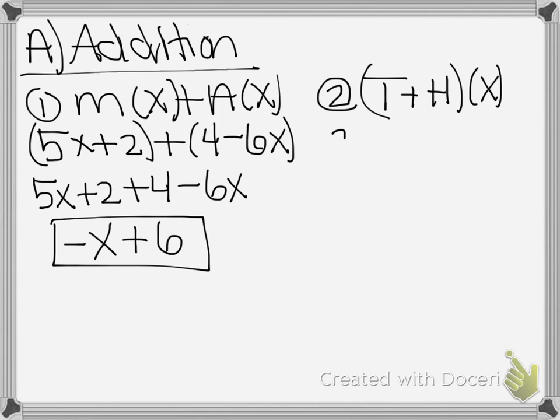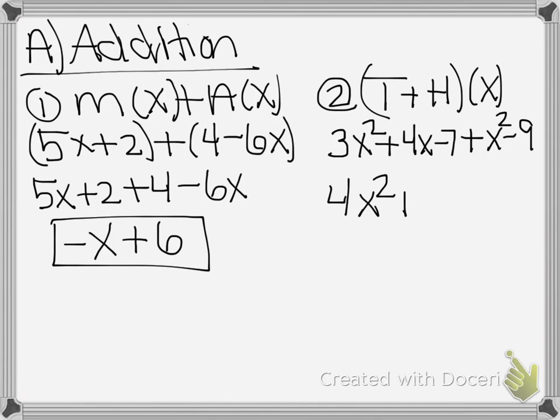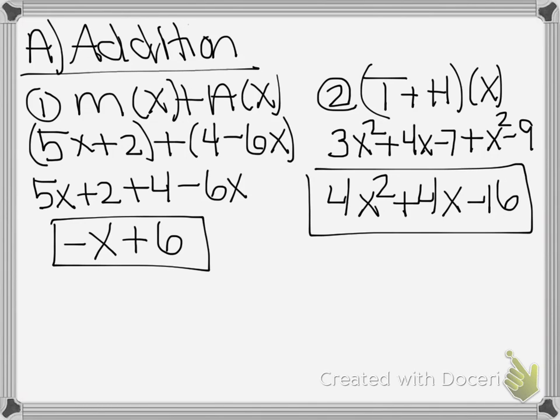So again, replace the t. 3x squared plus 4x minus 7. And then we are going to add x squared minus 9. Noticing here, I did not put the parentheses. Again, it's addition. You don't have to. Totally can if you want to. Combine like terms. 4x squared plus 4x minus 16. Pretty little box.